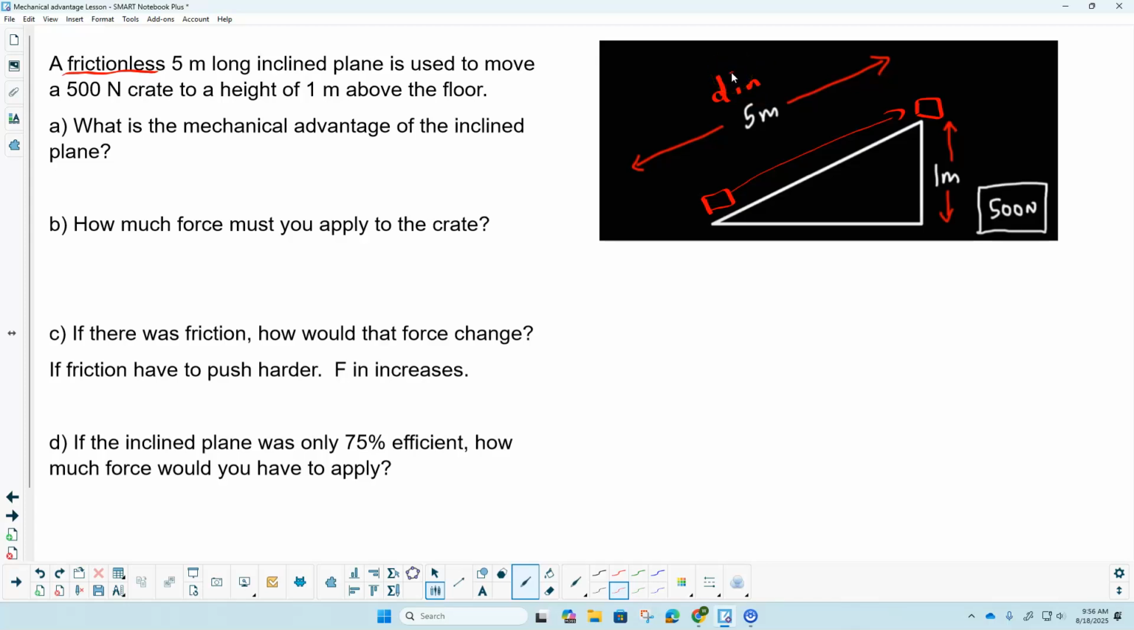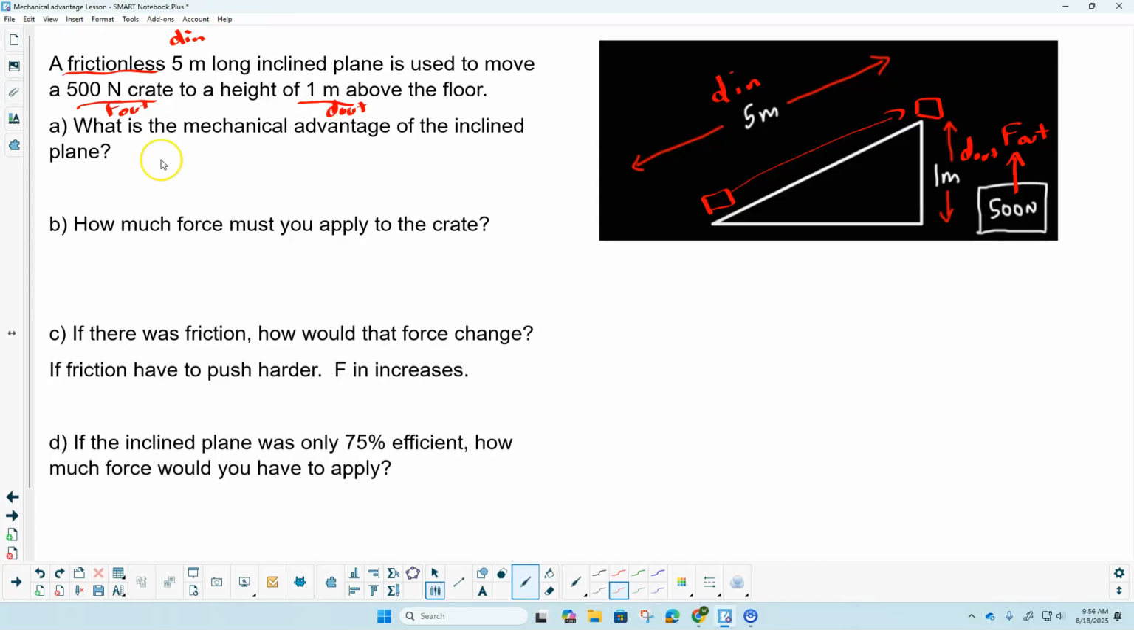It's used to move a 500 Newton crate. That's the force of the crate, and that would be the output force. We're not pushing with 500 newtons up the ramp. We don't have to. That would be if I lifted this box. That lifting force would be the output force that we get. And it's going to lift it up to a height of 1 meter. So this distance out is 1 meter. So we have distance in, distance out, and our force out.